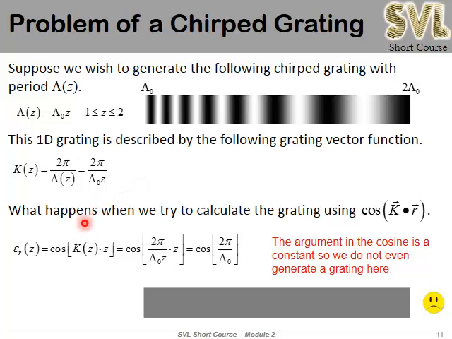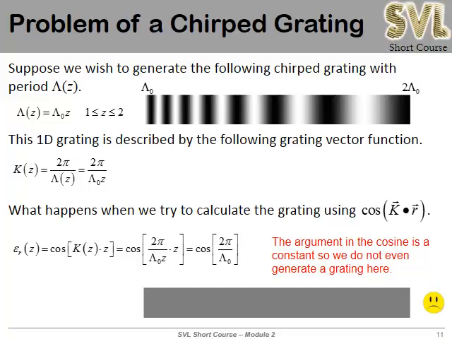Well, let's see what happens when we try to construct this chirped grating with cosine k dot r. In one dimension, our cosine k dot r becomes cosine k times z. So we'll take this whole argument and write it over here, but now our k function is 2 pi over lambda naught z times z. Well, these two z's cancel, and we end up just with 2 pi over lambda naught. This becomes a constant and definitely does not form a chirped grating.